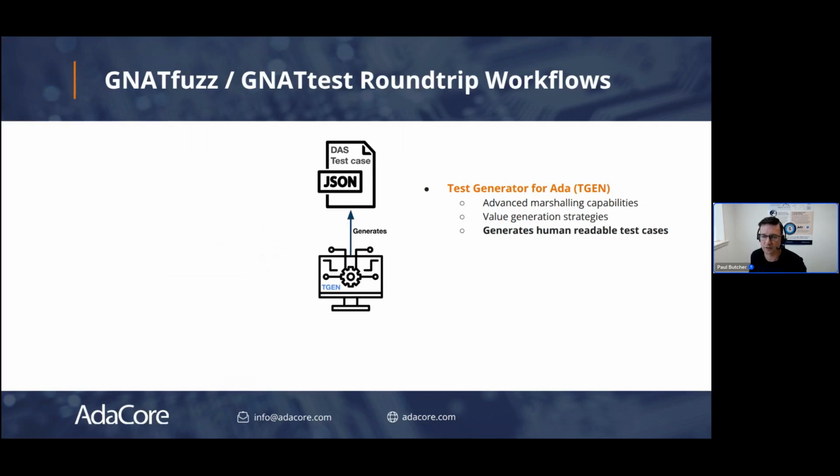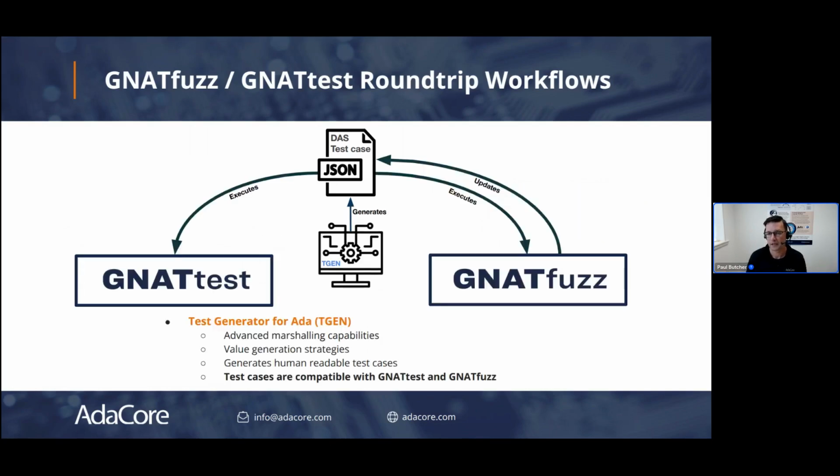The test cases that we generate are human readable. They live inside a JSON format. You can go in, you can edit them, you can read them, you can add your own. And GNATtest will read and execute those test cases. But GNATfuzz will actually read, mutate, and execute them. And then as it's running a campaign, any mutation that it determines increases coverage across the campaign, it will feed back into that test case. That triggers a response in GNATtest to go and grab the latest tests and pull them in.